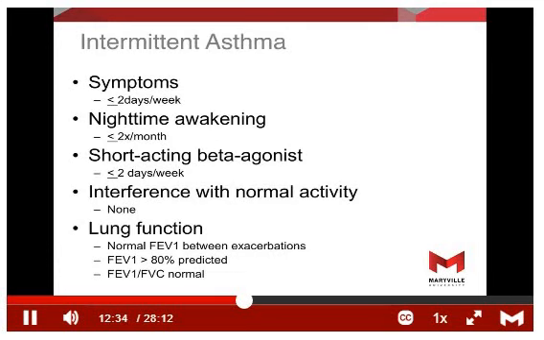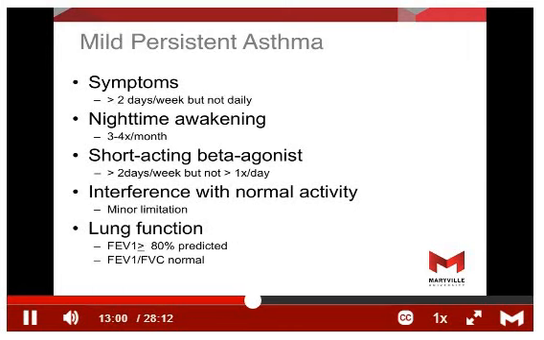Intermittent asthma: symptoms less than 2 days a week. Nighttime awakening is less than 2 times a month. Short-acting beta agonists, they use their albuterol less than 2 days of the week. Interference with normal activity: they should not have any if they're intermittent asthma. And lung function should be a normal FEV1 between exacerbations, FEV1 over 80% predicted. Okay, and their FEV1 to FVC should be normal.